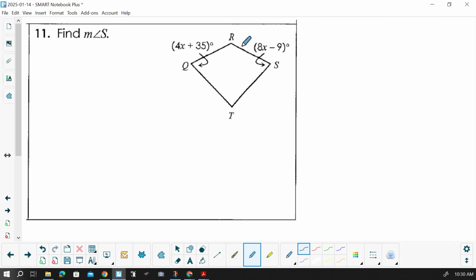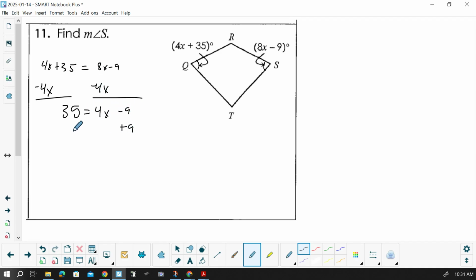This one, again, you can see that it's kite shape, right? So these are the ones that are identical. So this is equal to this. I'm going to take 4x plus 35 equals 8x minus 9 and solve for x to get started. Subtract 4x from both sides, and I get 35 equals 4x minus 9. I'm going to add 9 to both sides, and 35 plus 9 would be 44. That'll work out good, 44 equals 4x. Divide by 4 and we get x is 11.